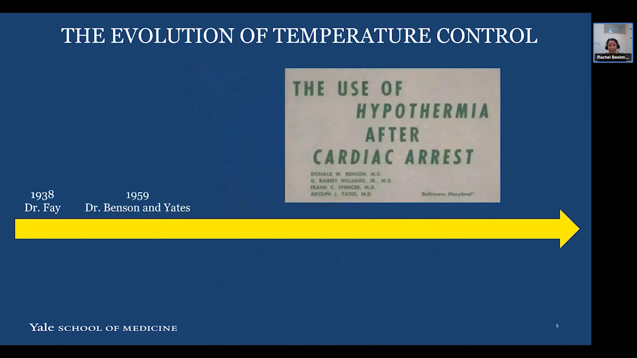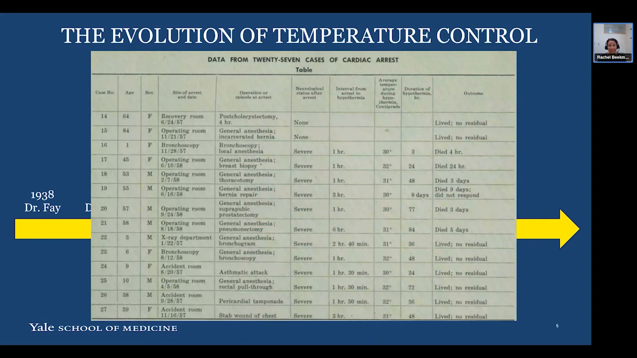Two decades later, Dr. Benson and Yates published a retrospective review of 27 instances of perioperative cardiac arrest treated with hypothermia to 30 to 32 degrees Celsius. Of the 27 patients, there were 19 who were unresponsive following return of spontaneous circulation. 12 of these patients were treated with hypothermia, and 7 were not. 1 in 7, so 14% in the group that was not treated with hypothermia, and 6 in 12, or 50%, survived without neurologic deficits in the hypothermia group. This retrospective study led to excitement about the potential therapeutic effects of hypothermia.